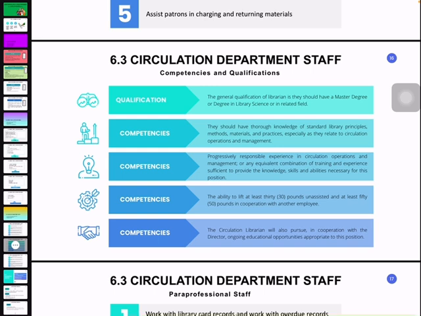Another competency is that librarians also need to have leadership skills. They need to lead their staff, and they have the ability to work in a team. Okay, tak semestinya buat kerja seorang, kena ada kebolehan untuk bekerja dalam kumpulan. The circulation librarian will also pursue, in cooperation with the director, ongoing educational opportunities appropriate to this position. Jadi, circulation librarian ni kena bekerjasama dengan director as well for the career development.